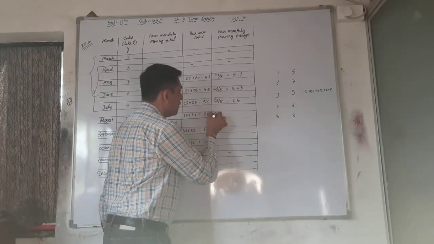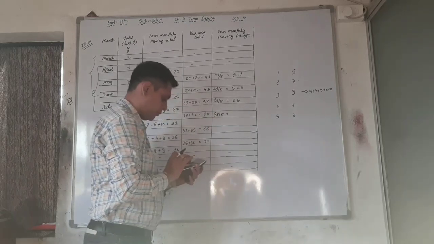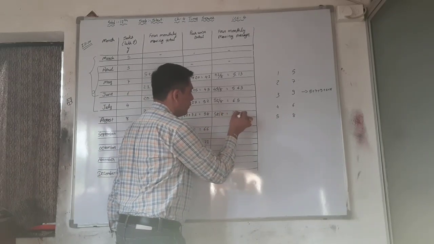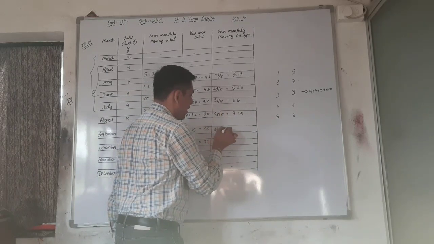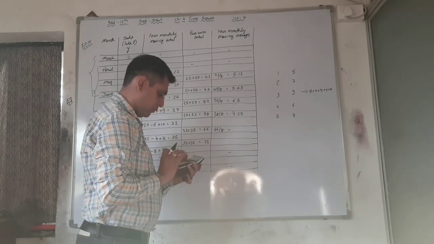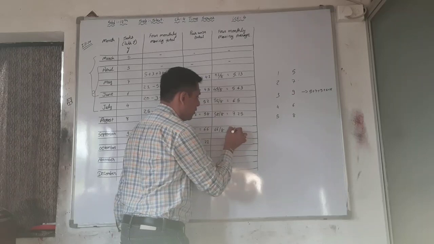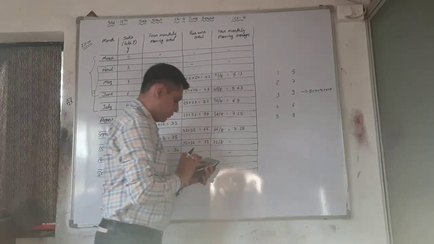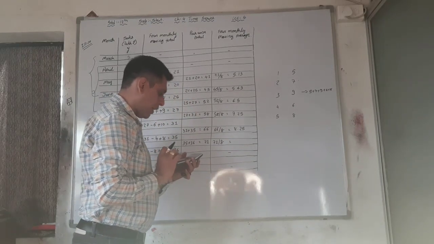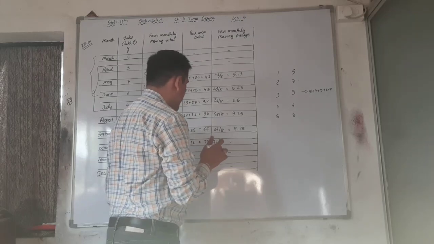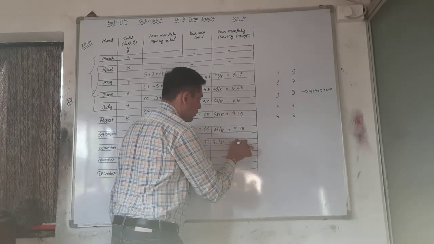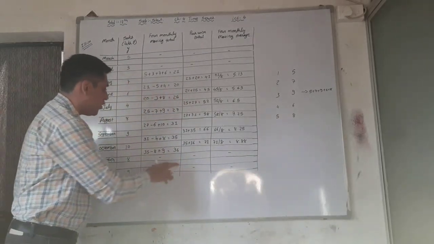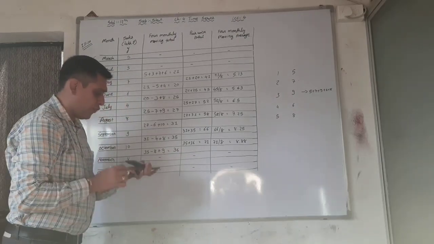Then 58 divided by 8, 7.25. Then 66 divided by 8, 8.25. Then 71 divided by 8, 8.875. That's why 8.88. And we cannot find out these two monthly moving averages.